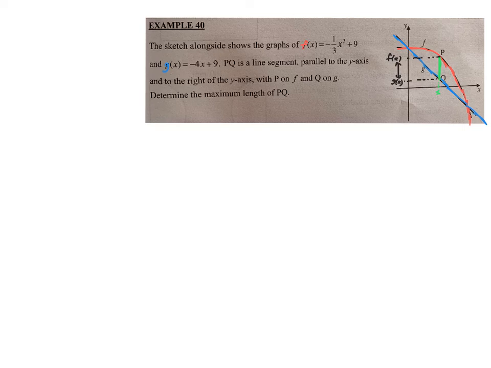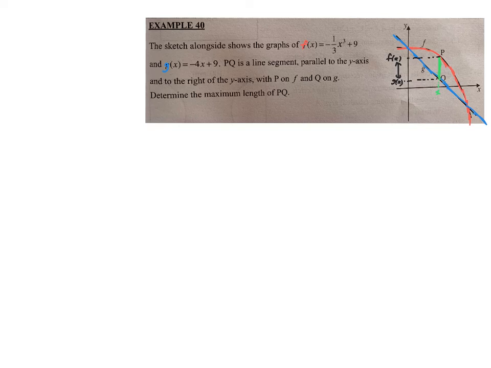Yeah, so for example, if that was 2, you would have worked out what is f of 2. Substitute 2 into x cubed, so it's minus a third times 2 cubed plus 9, and then you substitute 2 into the straight line, the minus 4 times 2 plus 9, and you go the top one minus the bottom one. This is exactly what we're going to do now.